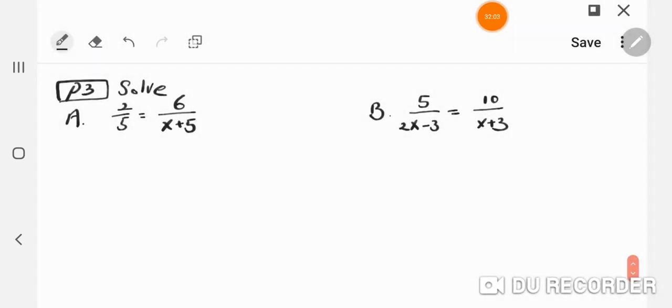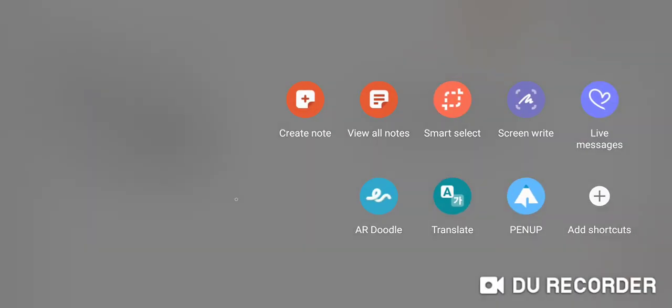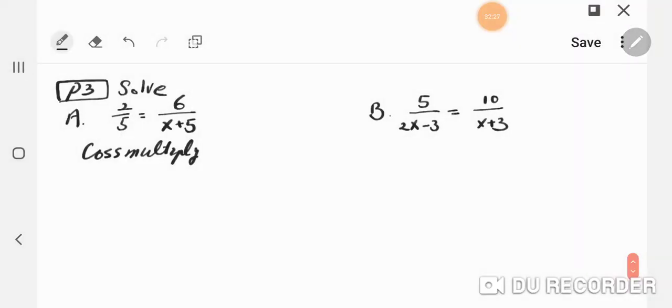Okay, for problem number 3, there are 2 equations. Why don't we pause and then try this? Okay, let's try letter A. Why don't we use the cross multiply? In these examples, we will use the cross multiply. Why do we cross multiply? Because each side of the equation is just a single fraction, so we can try this cross multiply.